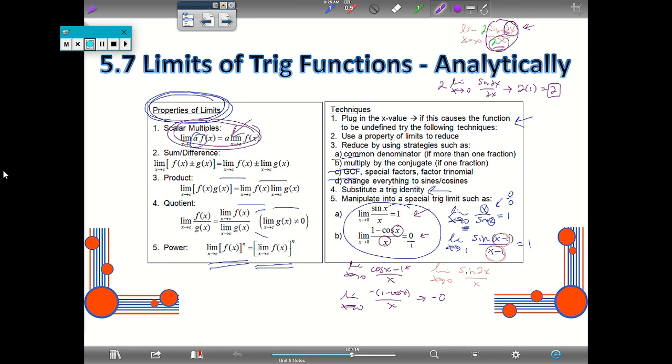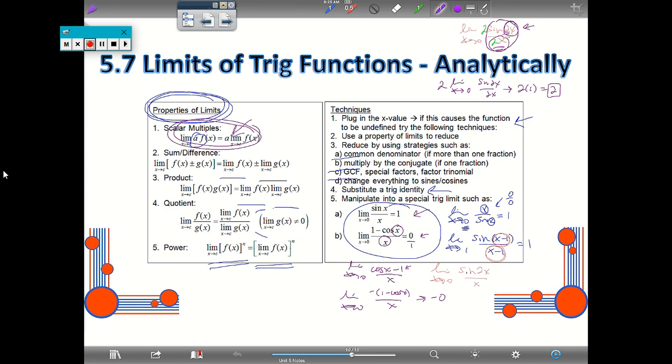I could change the order. Instead of 1 minus cosine, I could do cosine minus 1. Ooh, that would give me like a negative 0, and there is no such thing as a negative 0. So, I mean, that's it. It's as crazy as that one gets. All right, questions so far?